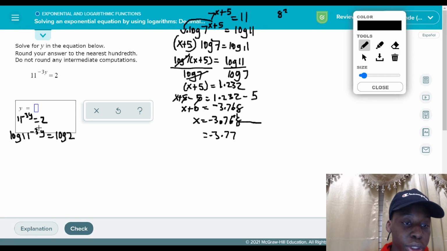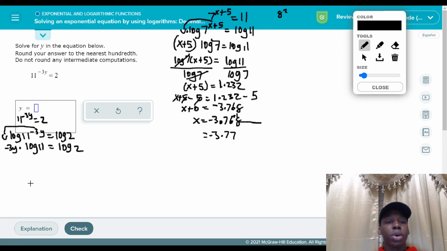Since we're dealing with exponents, this is the exponent minus 3y. We have to bring this minus 3y to the front over here, right? It's the same thing we did over here. The exponent was x plus 5, and we brought it to the front. So when we bring that to the front, we multiply that by log 11, which equals log 2. But in order for us to do that, it would be better if we just divide both sides by log 11 and then let log 2 and log 11 work their differences.